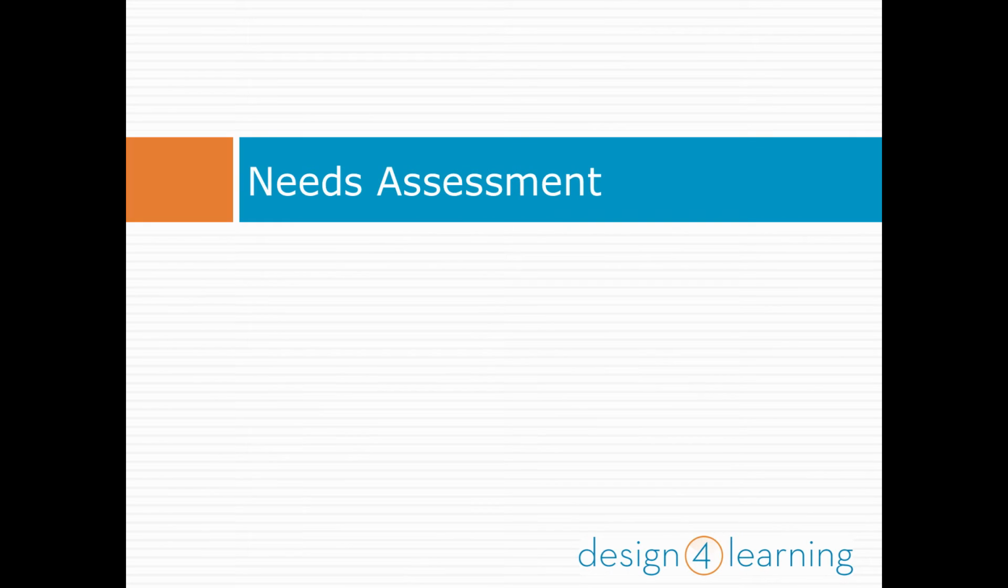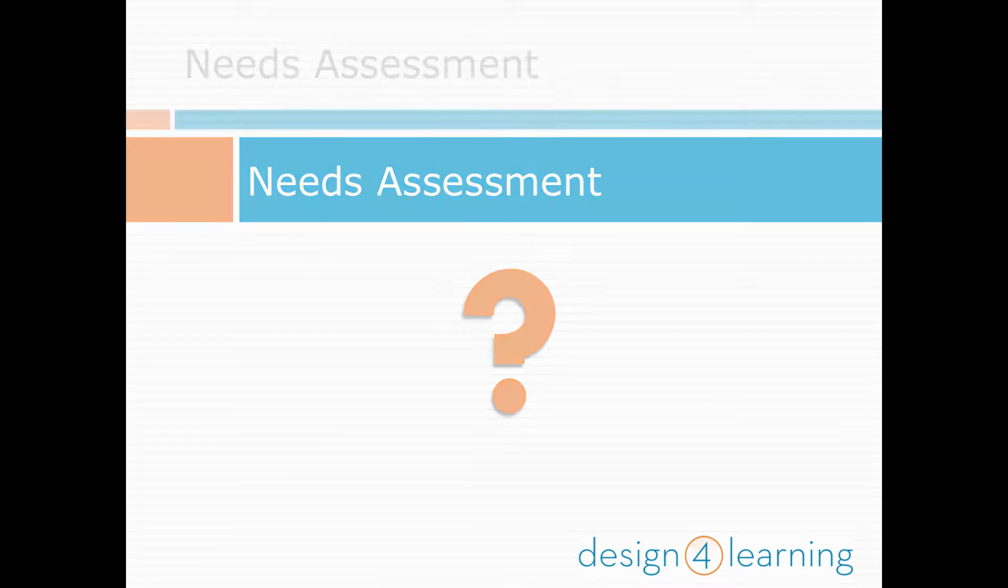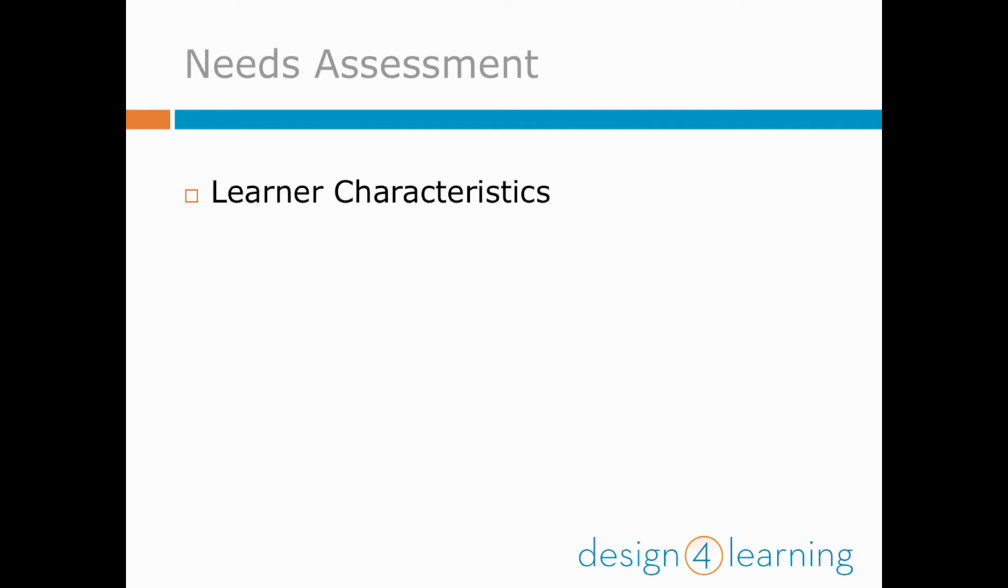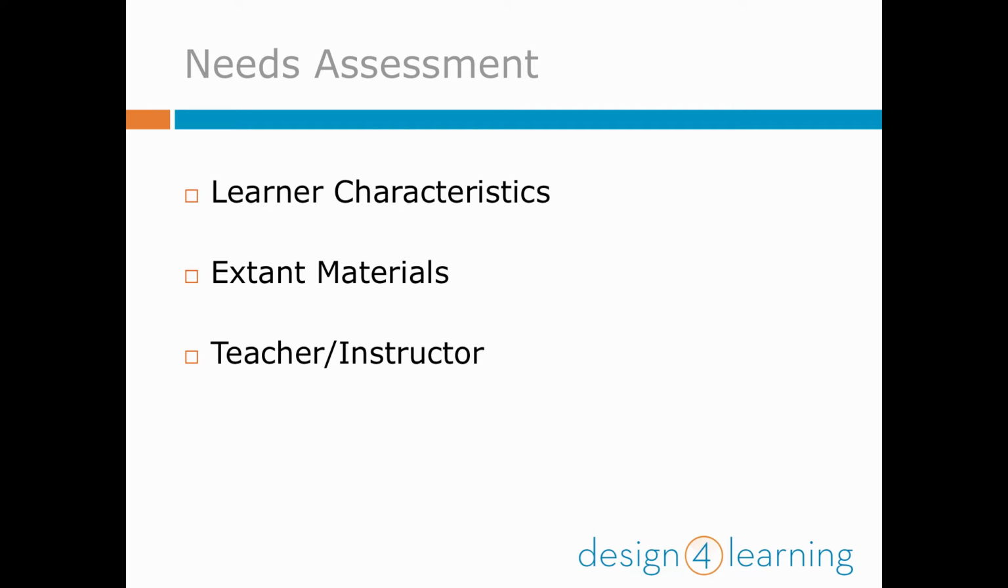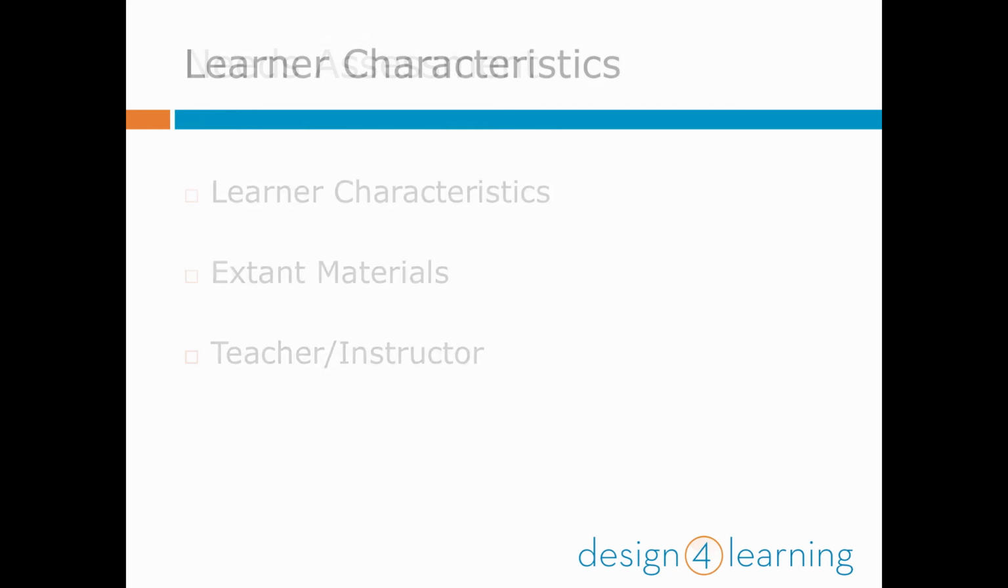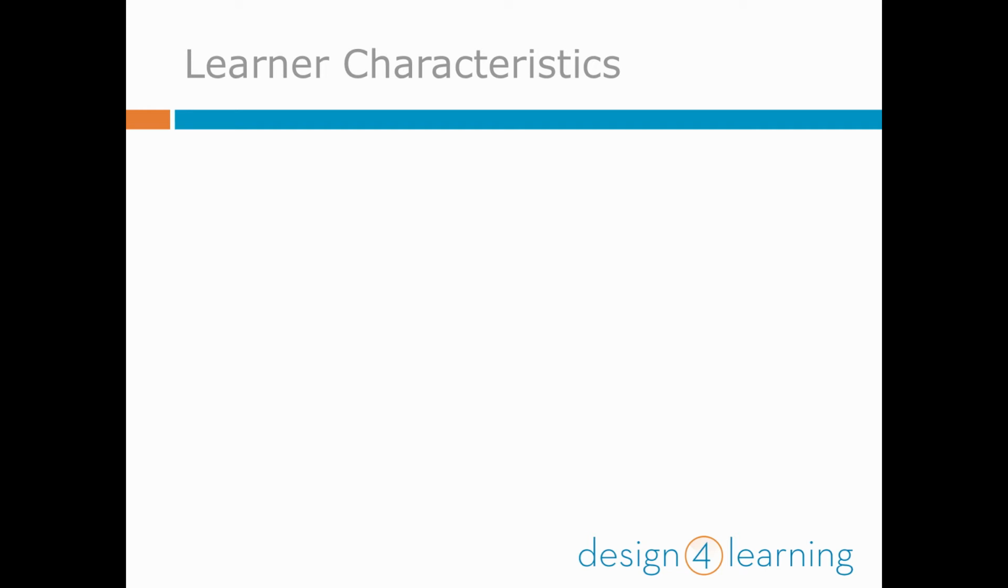Now, what kinds of questions do you need to consider when conducting a needs assessment? There are three basic things to consider: learner characteristics, extant materials, and the instructor. Finding out about your potential learners is critical. In Step 1, you don't need to get into great depth on your learners, as you will address learner characteristics again in Step 3. Ask questions such as, who are they?